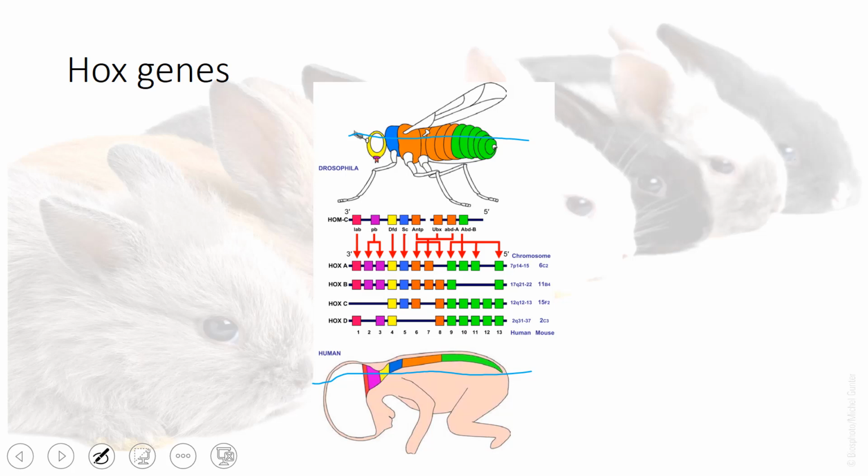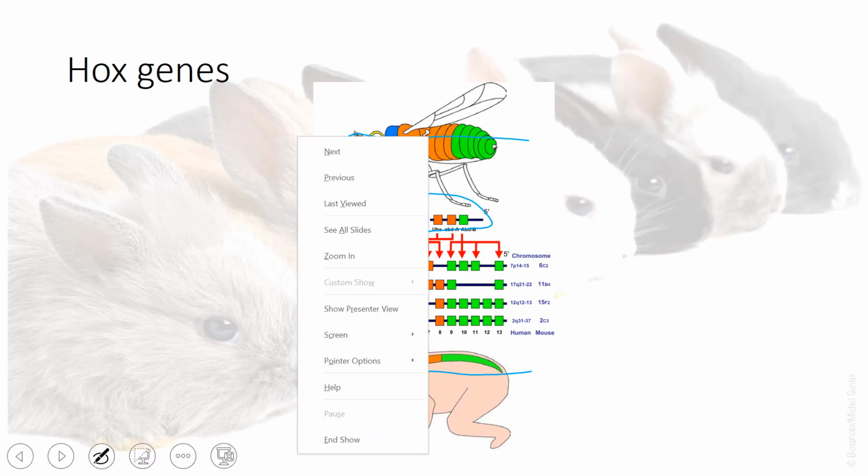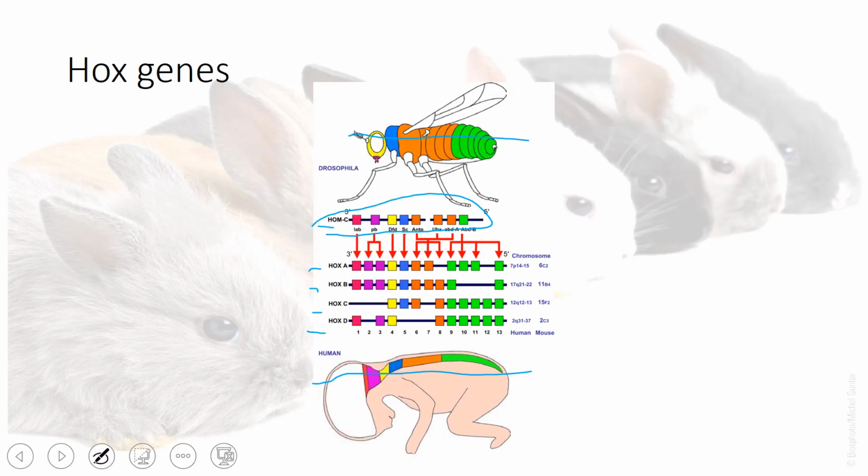And you can see that there's an enormous amount of similarity between the Hox families, at least Hox C. There are four Hox families: Hox A, Hox B, Hox C, Hox D, and these are all gene families. And there's an enormous amount of similarity between the Hox genes found in Drosophila and the Hox families found in humans.